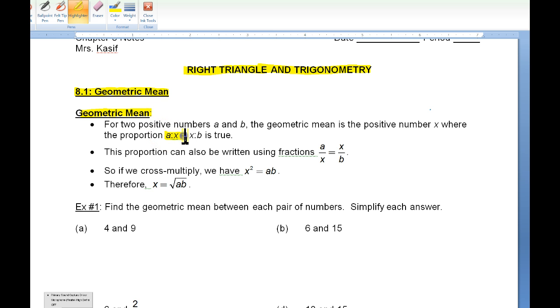A is to x as x is to b. So for two positive numbers, a and b, the geometric mean is the positive number x where the proportion a over x equals x over b is true. So by cross multiplying, you'll see that we get x squared equals a times b. So x is going to be the square root of a times b.